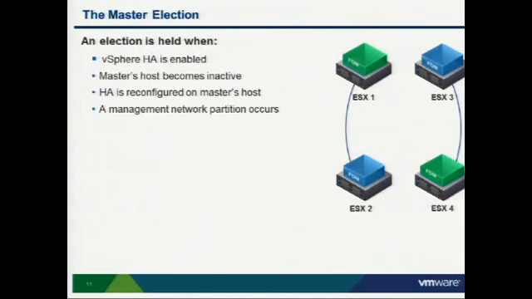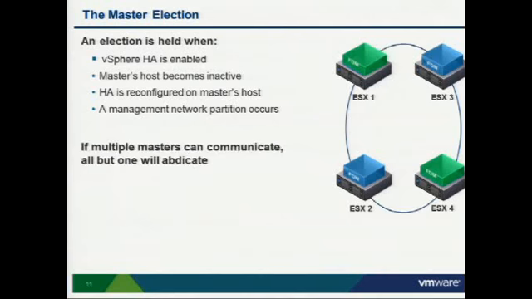A third case where you have an election is when you have a network partition. So in the example a minute ago, we had host 1 as the master, but now we have a network partition. We ended up with host 3 and 4 in a separate partition. Well, they have no master in that partition, so they elect a new master. When a partition resolves itself, all but one of the masters will abdicate, and so you're left with one master again. So this is why I said initially, normally you have one master in your cluster. If your cluster's been partitioned into 3 parts, you'll have 3 masters.